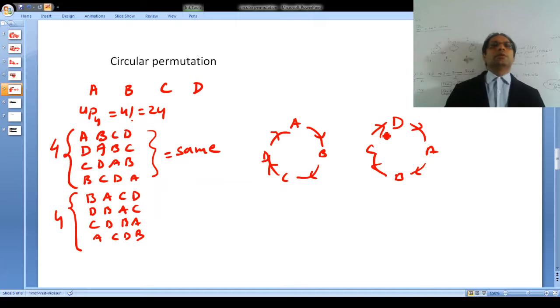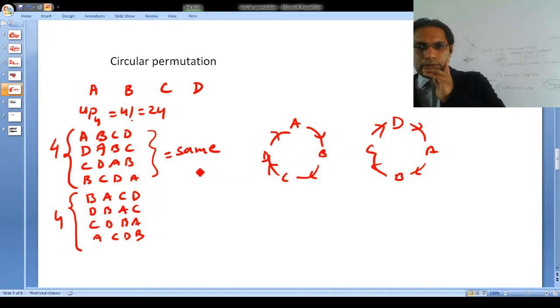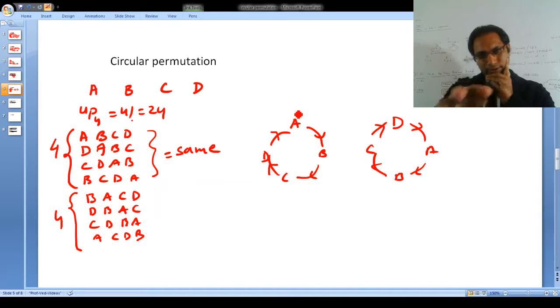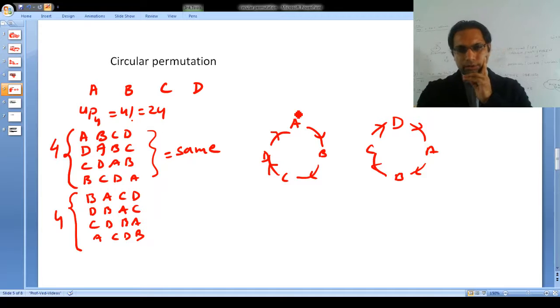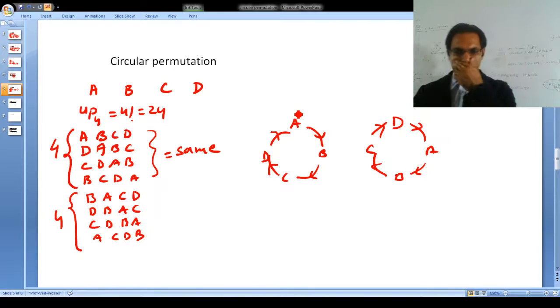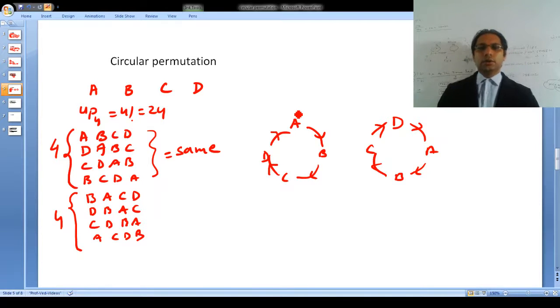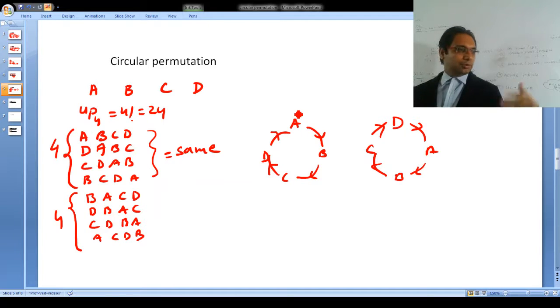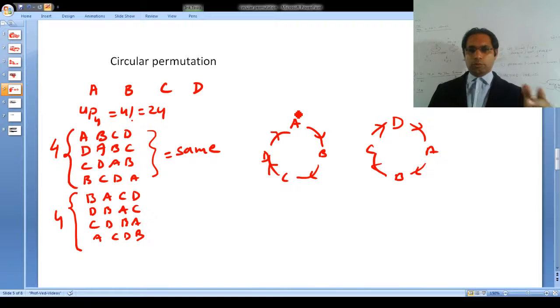I am saying that in circular permutation they are the same. So how are they the same? You just have to look at this. Either rotate the first one by 90 degrees clockwise, or take this one and rotate it 90 degrees anti-clockwise, and you will find that it is the same combination. It will look similar. In what way? Everybody has the same neighbors. In both cases, the left side neighbor is the same, and the right side neighbor is the same.